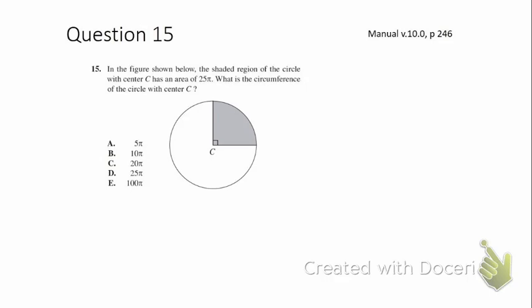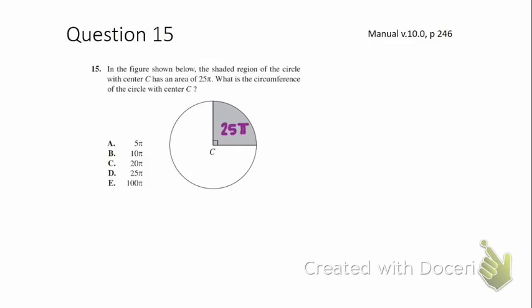Okay, so in the figure shown below, the shaded region of the circle with center C has an area of 25 pi. What is the circumference of the circle with center C? Okay, so I'm looking for the circumference here. I know that the area of this shaded part is 25 pi, right? So, a couple things here. I'm going to first set up my proportion to solve for the area of the entire circle.